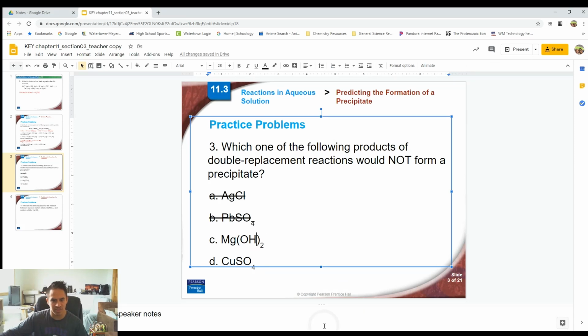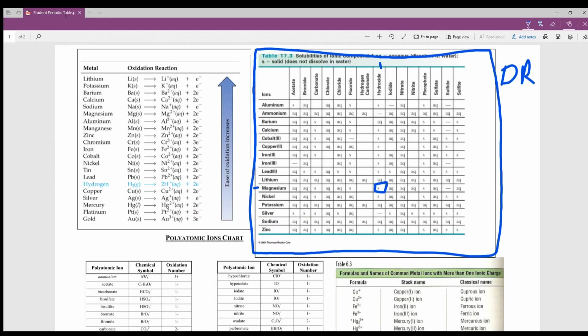Okay, so that pretty much then leaves letter D as the correct choice. But we will check it anyway just to see. So we have CuSO4. That would be copper 2 sulfate. So let's take a look at copper 2 sulfate. All right, so we have copper 2, which is here, and sulfate, which is here. And we see that that one is aqueous.